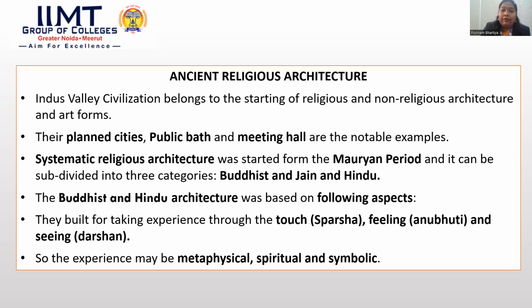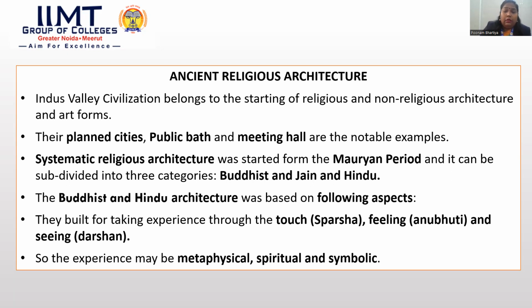So there was a lack of any permanent structure during that time. With the emergence of Mahajanpad and establishment of empire, basic systematic architecture was built during the Magadh Empire. So we can see the systematic religious architecture in Mauryan period. And these are all related to three: Buddhist, Jain, and Hindu. Buddhist and Jain architecture are basically related to each other. So we will discuss the Buddhist and Hindu architecture from the Mauryan period and later on.